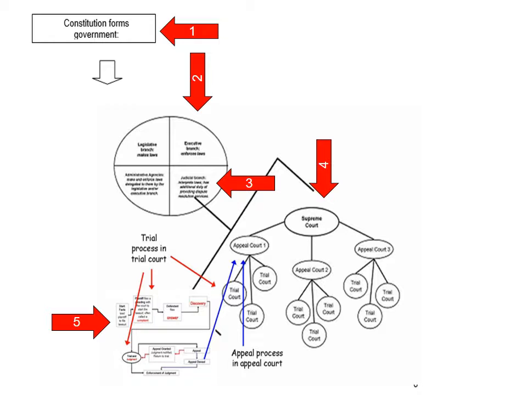All cases start in trial courts. All cases can be appealed to the appeal court. The Supreme Court, however, decides which cases it will take, and not all cases can be appealed to a Supreme Court. Next, look at number 5. The print there is a little small, so we're going to go to the next slide.